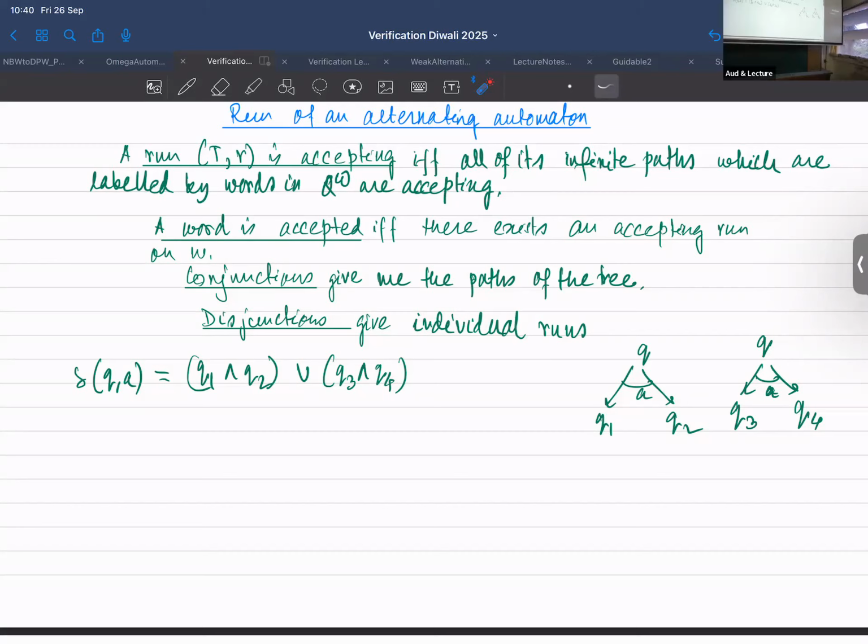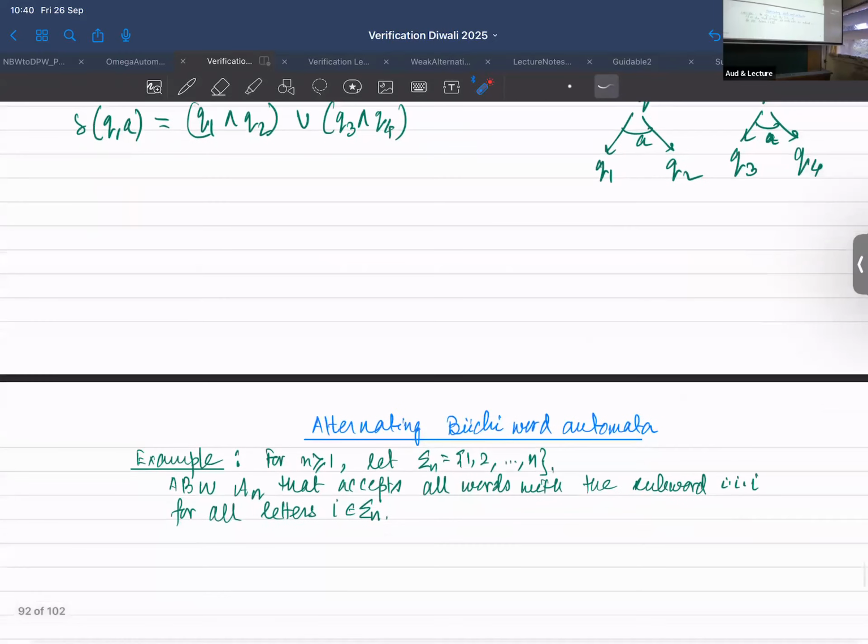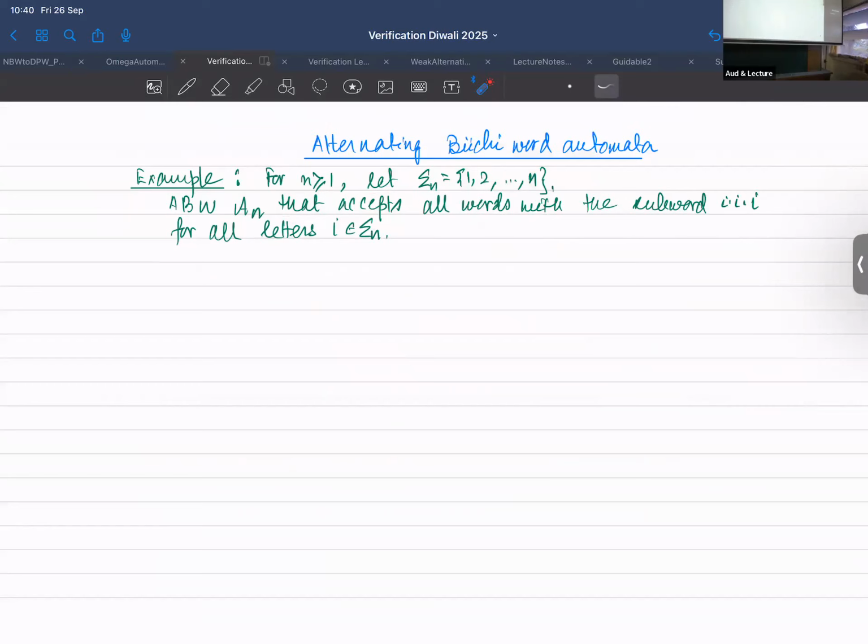Good. So now we will look at some example. This is something you should try yourself, and yeah, let's do this. Suppose there is a natural number n, and sigma n is of this form, 1 to n, right? I would like to design an alternating Büchi automaton. So I'm telling you the language, and what you would like to do is to define the alternating Büchi word automaton, right? So what is the language here?